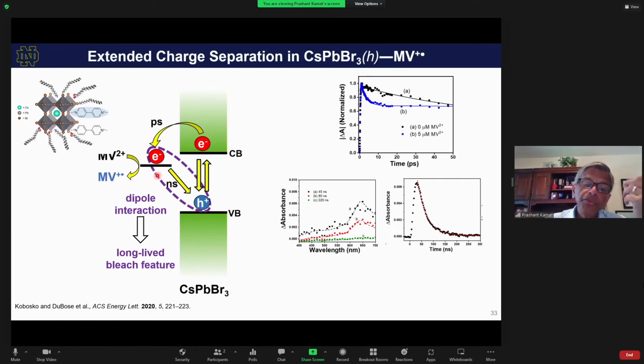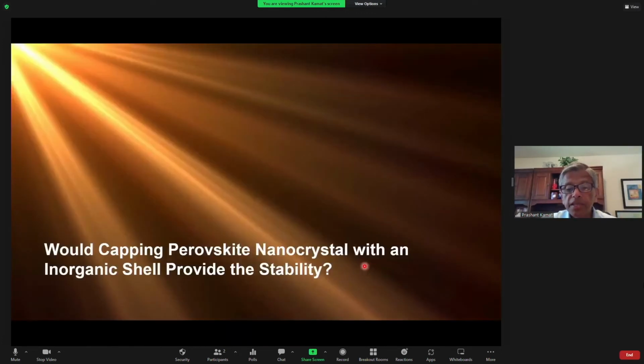So now if you want to transfer this one to another electron acceptor, one can do that by just giving a longer time window. So that is the one thing that we do. So I'm just coming close now. So, wood capping of perovskite nanocrystal.